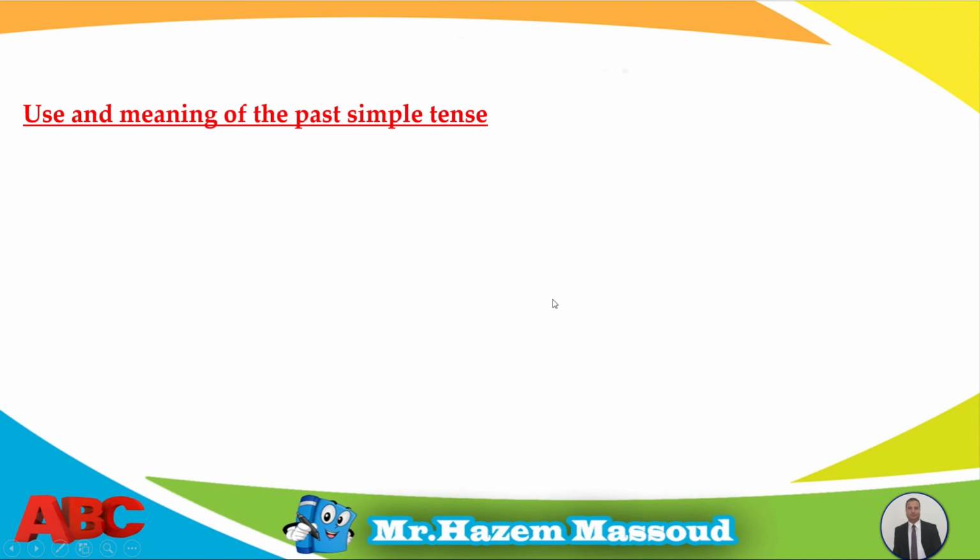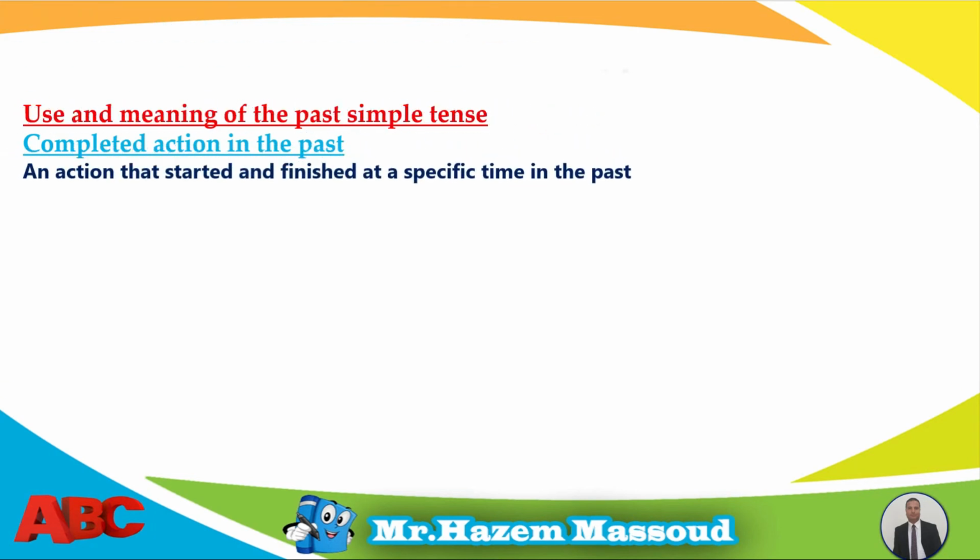Let's move to the use and meaning of the past simple tense. I use the past simple tense for a completed action in the past. An action that started and finished at a specific time in the past. I use the past simple to describe an action that started and finished at a specific time in the past.